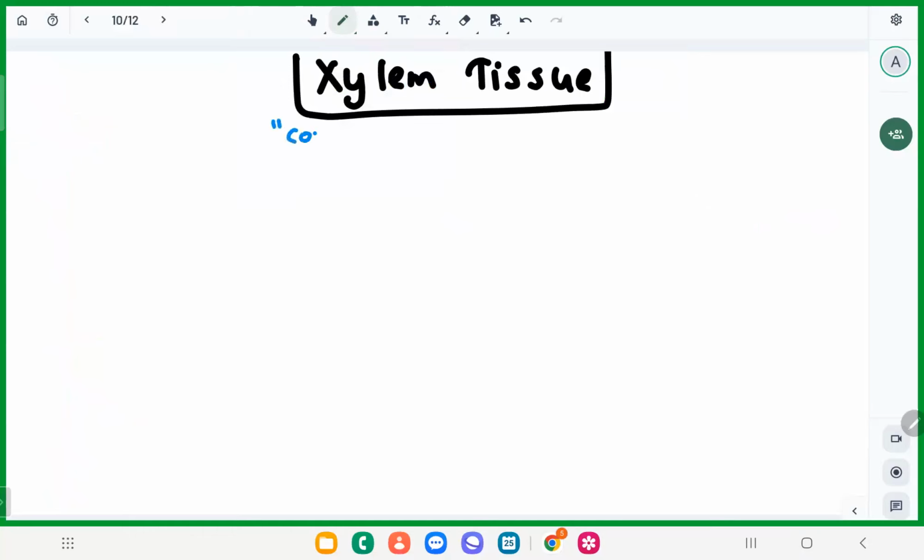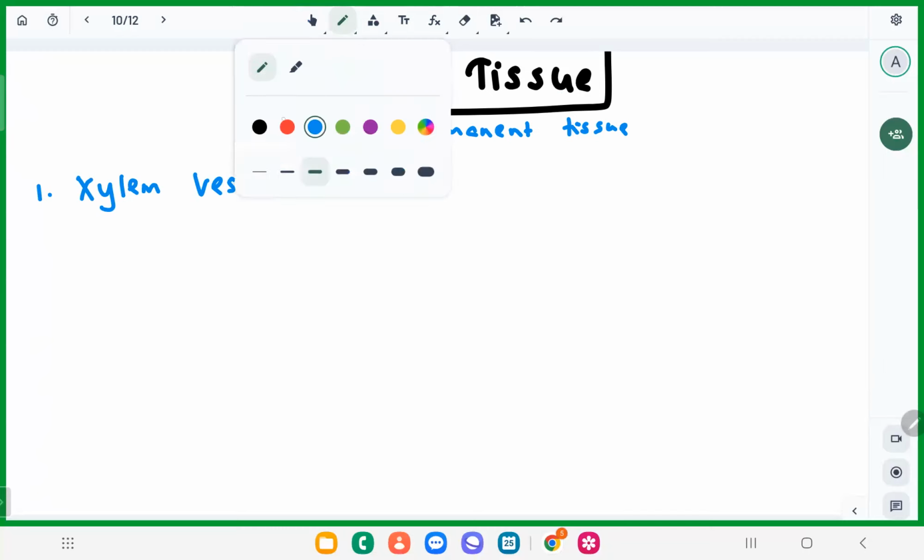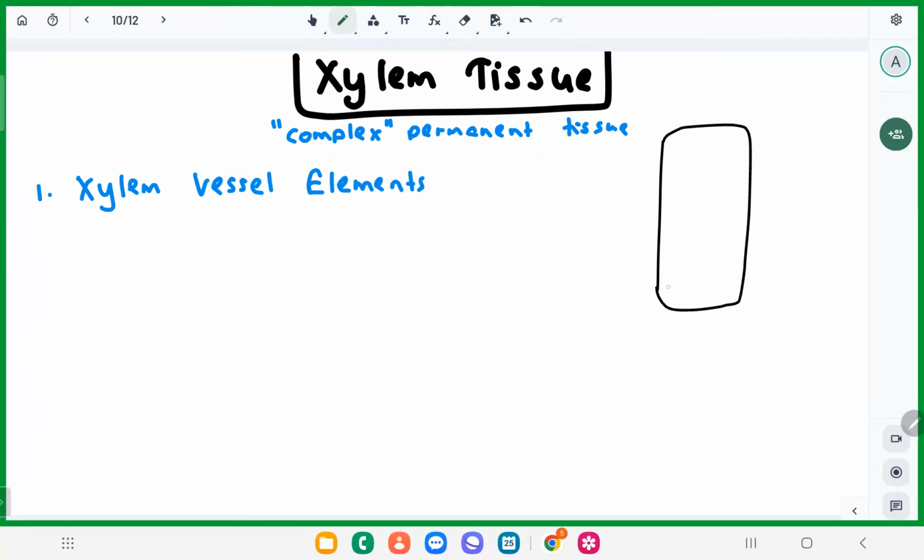All right. So let's first talk about the first and the most important cell in the xylem tissue. These are the xylem vessel elements. Now, what are xylem vessel elements? They are one of the 4 types of cells found in the xylem tissue. And a xylem vessel element, this is what it looks like. It's basically a cell, just like any other cell. It has a shape like this. Not exactly like this, but I'm going to start off like this. This is what the xylem vessel looks like.